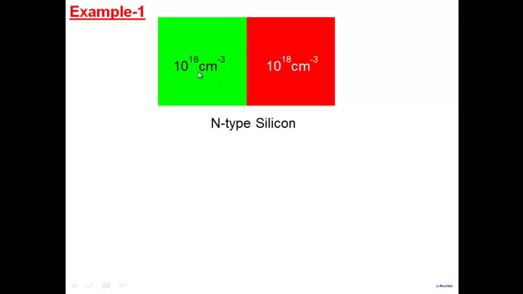The energy band diagram is EC, EV, EF, right? So that's very simple. The next simple case is, suppose I have N-type silicon only, but one side has uniform doping, let's say 10 to the power 16, and the other side has uniform doping 10 to the power 18. How do I sketch the energy band diagram of such a system here?